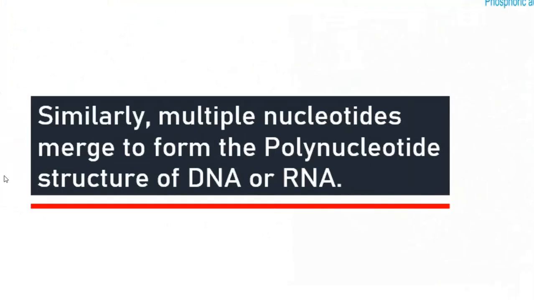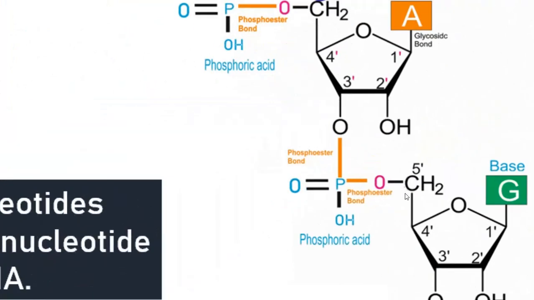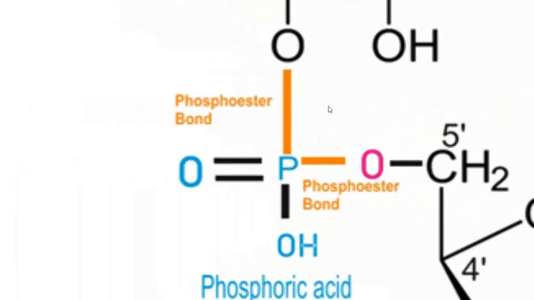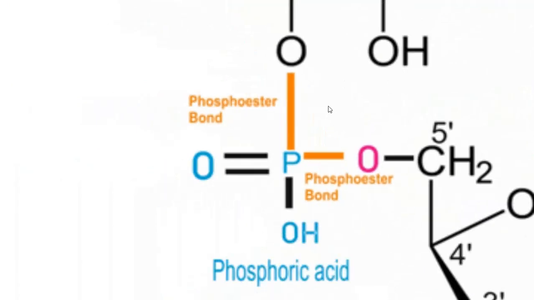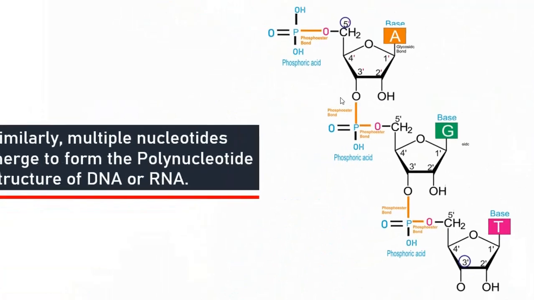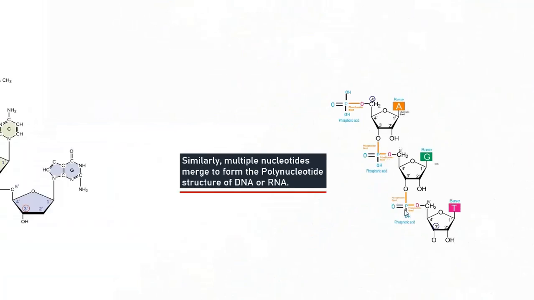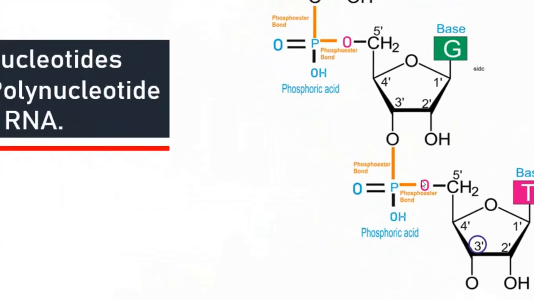Nucleotides join to form the polynucleotide structure of DNA or RNA. Here this is phosphoester bond one, and this is the second phosphoester bond formed between these two. So this is the way the phosphoester bonds form and join the adjacent nucleotides together.